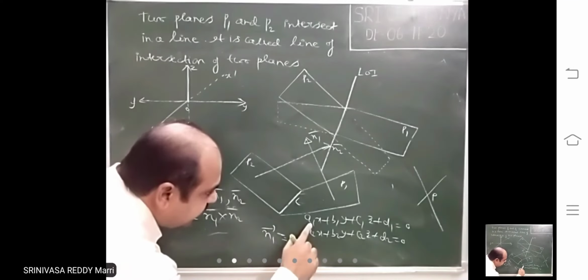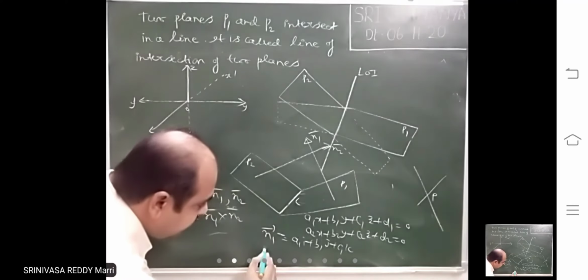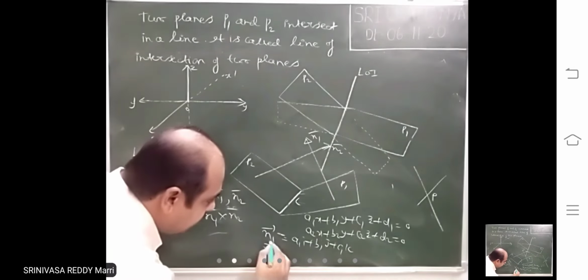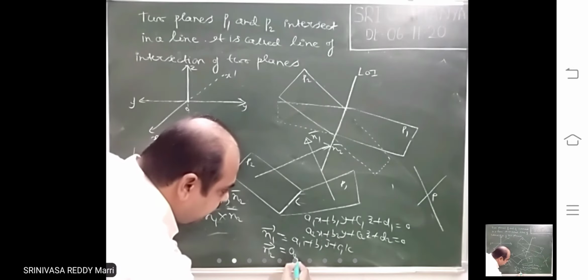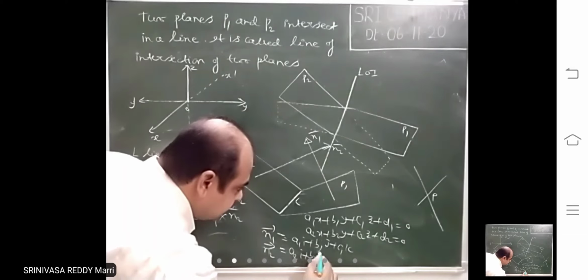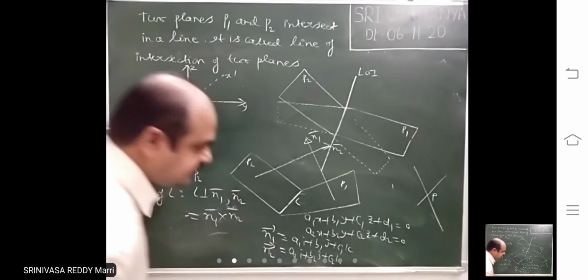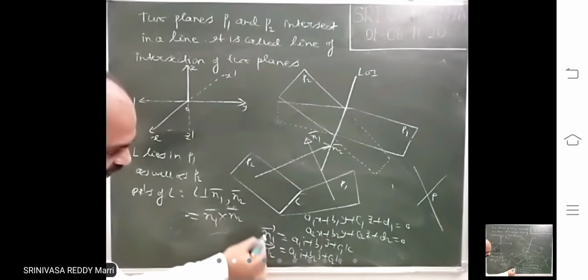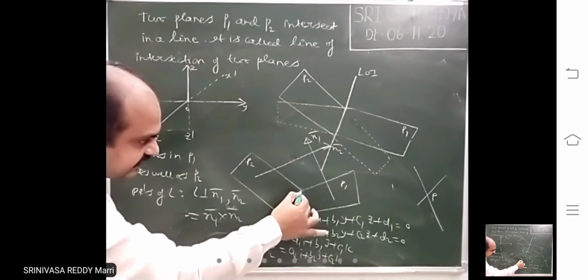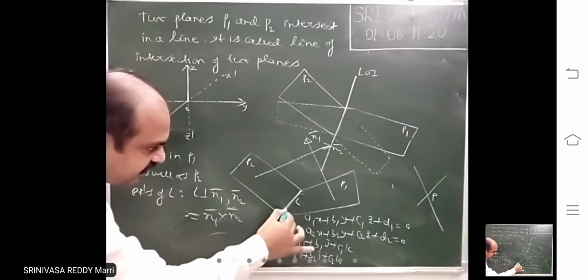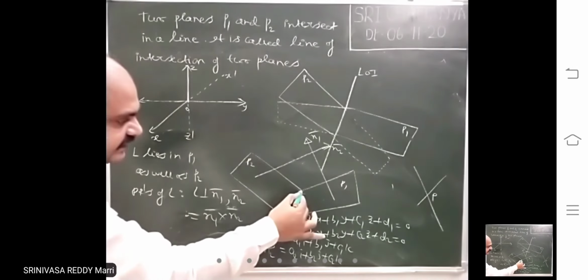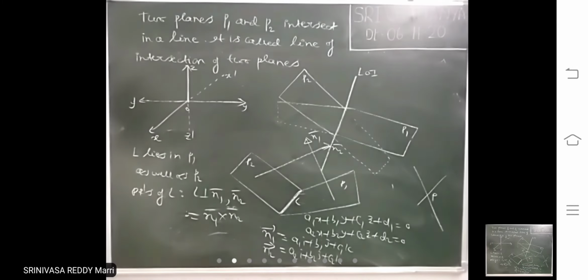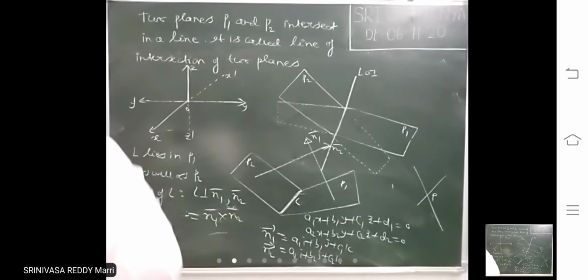A1i plus B1j plus C1k is the normal vector of the first plane. With that you write another vector, A2i plus B2j plus C2k. If you write the cross product of these both, then for this line you will get the DRs. So if you get the DRs, then you will be able to write the equation of the line. Right? Look at one problem.